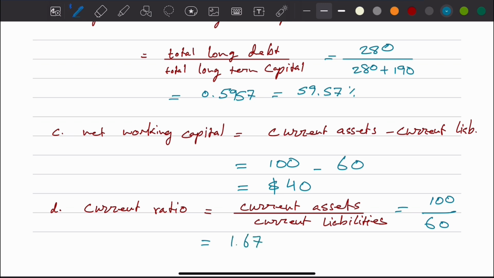And that's going to be 1.67 rounded. So the company's current ratio is 1.67 times, which means that the company can use its current assets to pay for all of their current liabilities 1.67 times over, which is higher than 1. If you remember, I told you that you want the current ratio of a company to be at least 1 or more.